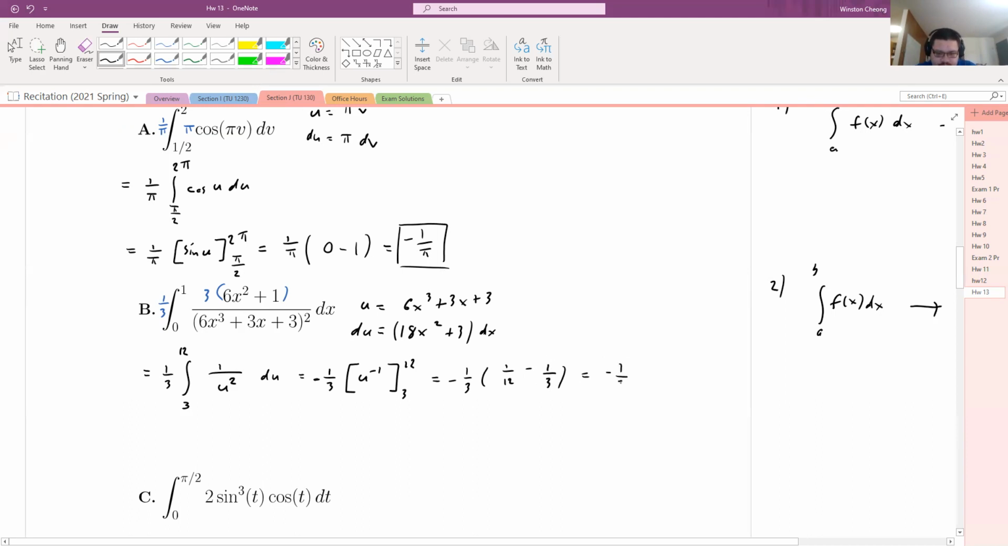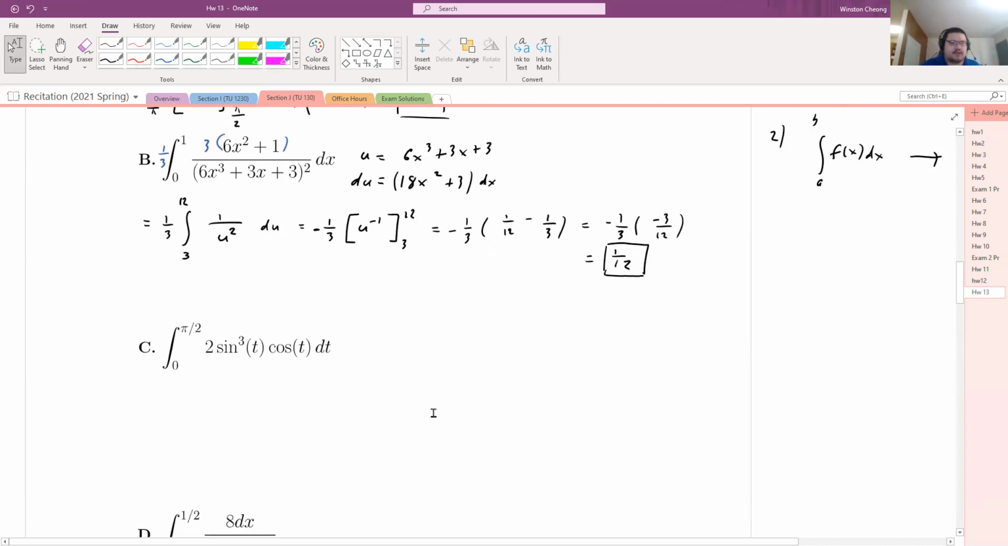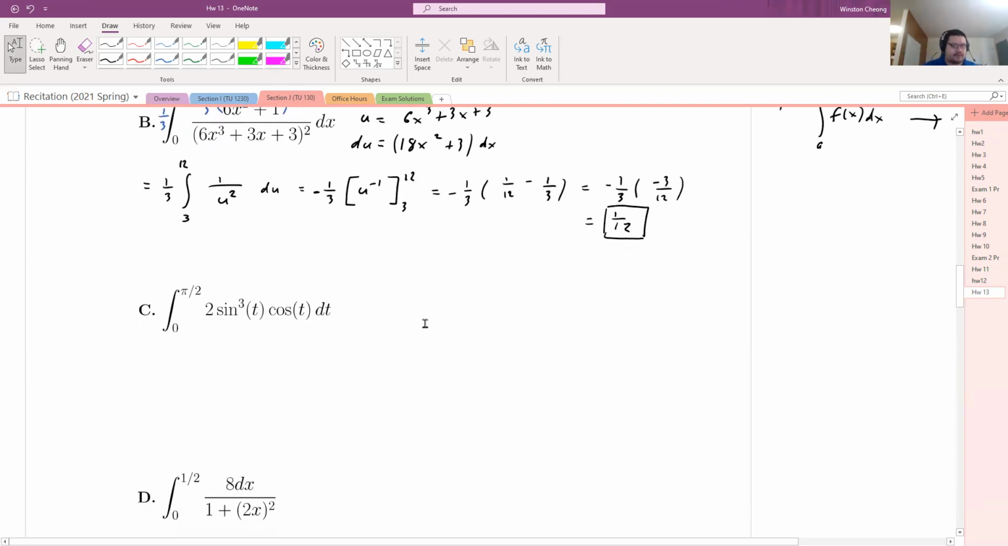All right. So if you put it over a common denominator, you're going to get 12, 1 minus 4. So you get minus 3 over 12. And so then you end up with 1 over 12. Very good. Okay, so that's how you do that.